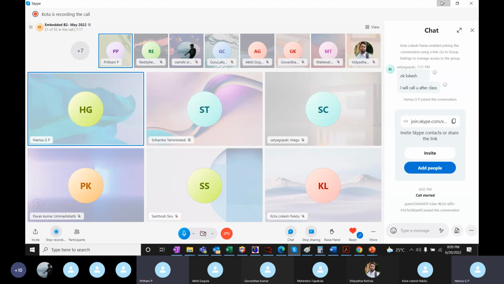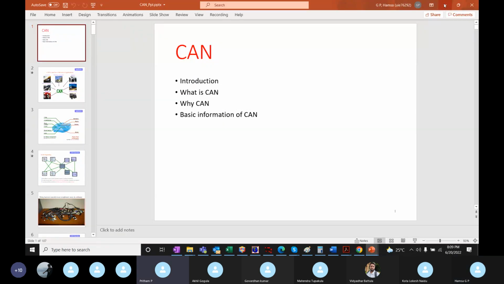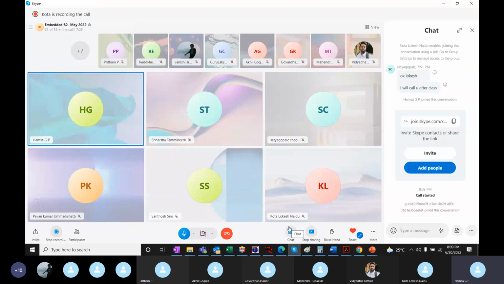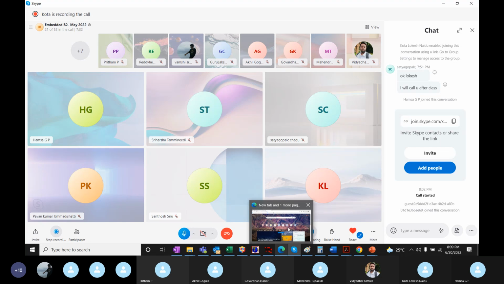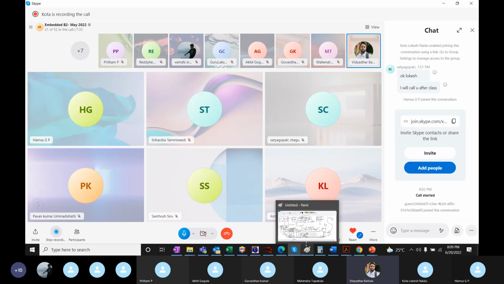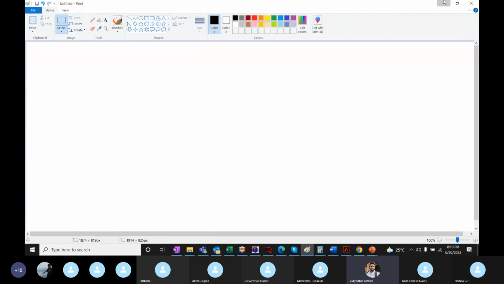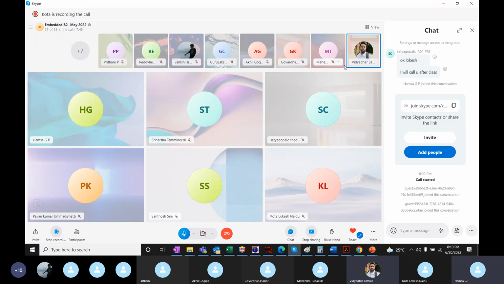Okay, then let's start. Before starting, I would like to understand how much you guys are aware of CAN. So first of all, anybody knows about the CAN? What is CAN? At least the full form. Controller Area Network. Okay, so what does it mean? Anybody knows? It has a two-wire system, CAN high and CAN low. It can operate only on 0 and 1s.